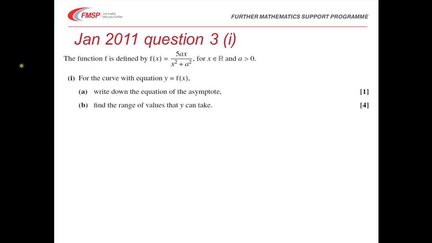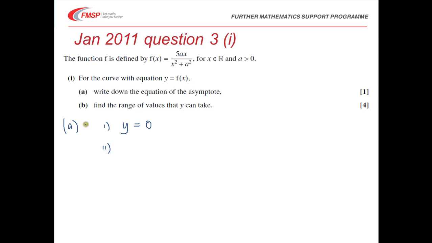So if we start by looking at part 1, and part 1a, we should see that of course the equation of the asymptote is going to be y equals 0. So remember, as x tends to infinity, f of x is going to tend to 0. So y equals 0 is an asymptote.